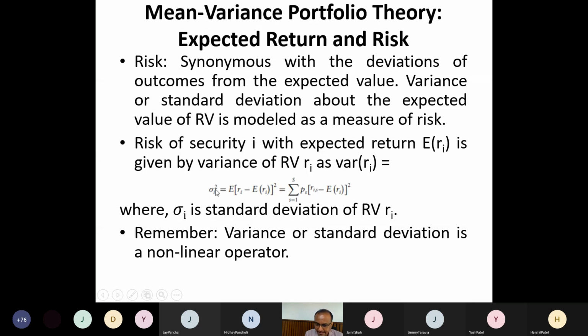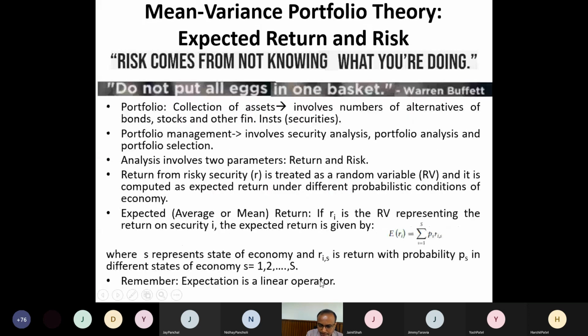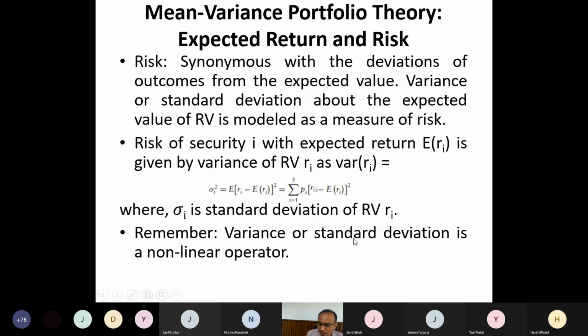And remember, this variance involves a square term. The standard deviation, which is the square root of the variance, is a non-linear operator, so it does not follow the linearity property. You can recall the linearity property that we studied in our FSPC course. Expectation follows the linearity property. The standard deviation does not follow the linearity property; it is a non-linear operator.